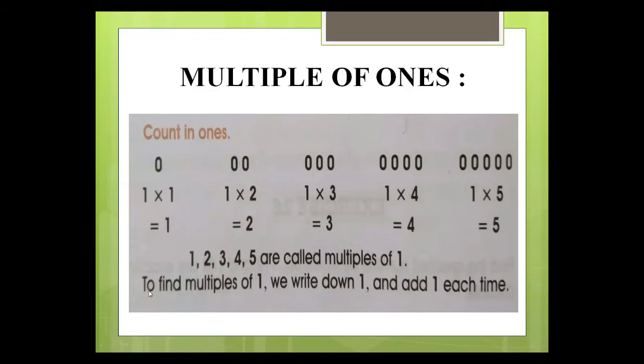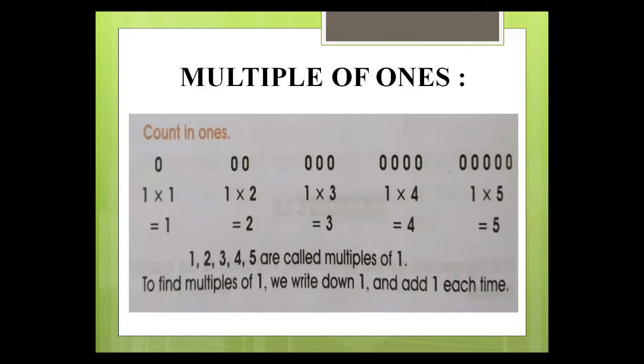So here is another line which is given for the explanation. To find multiples of 1, we write down 1. Firstly, we just write down 1 and add 1 each time. Here you see that 1, we add another 1 into this one, it becomes 2. We add this 2 plus 1, then it becomes 3. We add 1 to this 3, it becomes 4. If we add another 1 to this 4, it becomes 5. Okay, students? Hope you all understand.